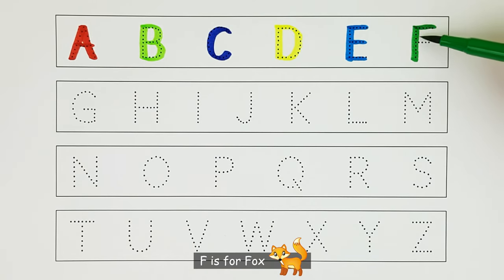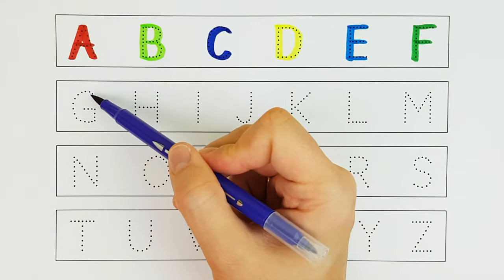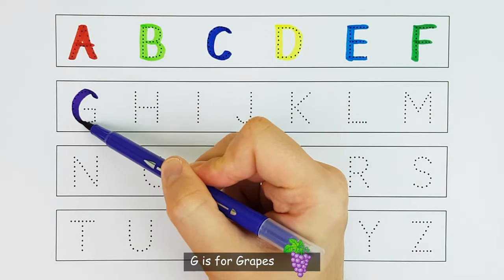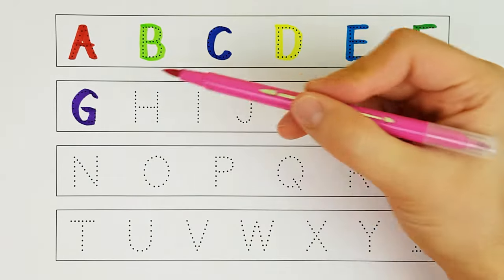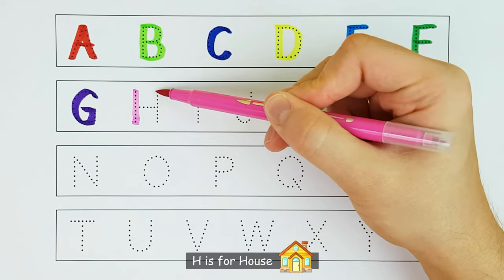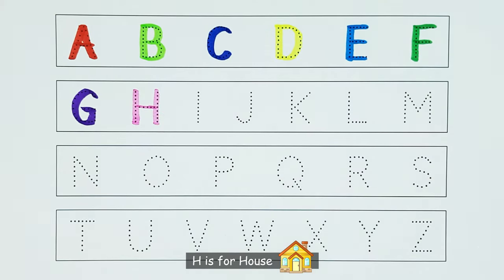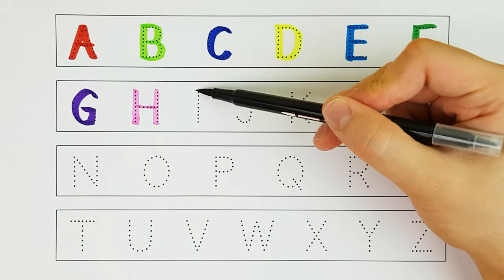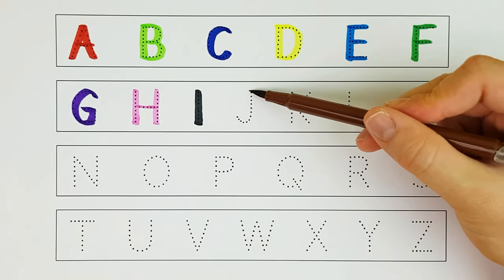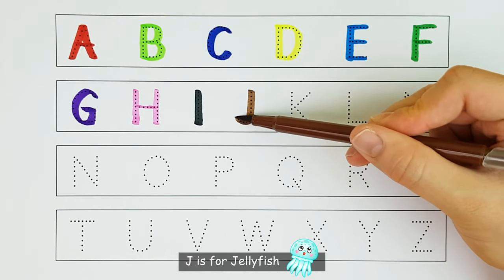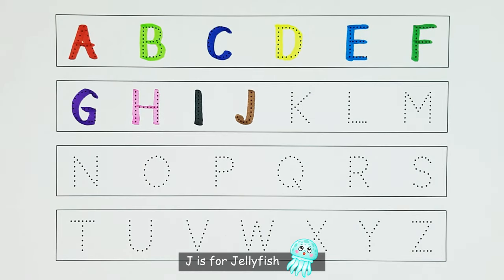F. F is for fox. F. G. G is for grapes. G. H. H is for house. H. I. I is for island. I. J. J is for jellyfish. J.